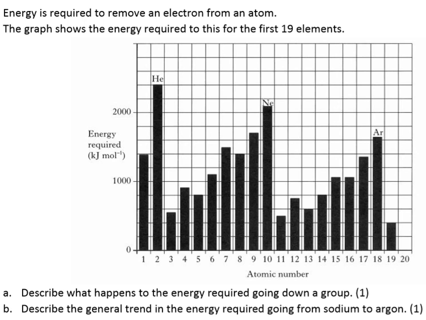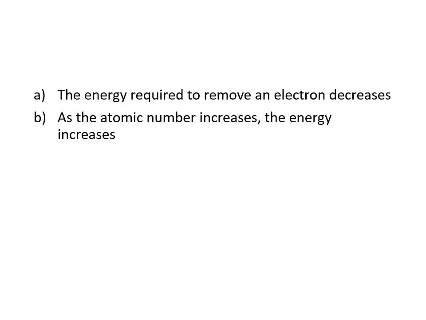Energy is required to remove an electron from an atom. What happens to the energy going down a group? We can use helium, neon and argon as labelled there, and as you go down the group, the energy decreases. Then describe the general trend in energy going from sodium to argon. This is going across the period. Sodium is atomic number 11, so if we find atomic number 11 on the x-axis and go to argon, which is atomic number 18, we can see that the general trend is that it increases. So the quantity of energy required to remove an electron increases. Two points available here.